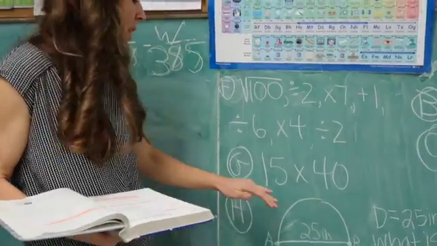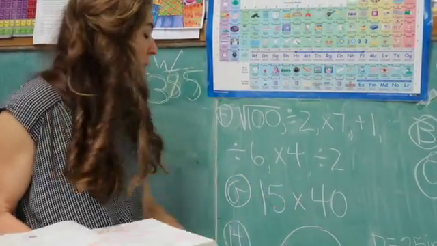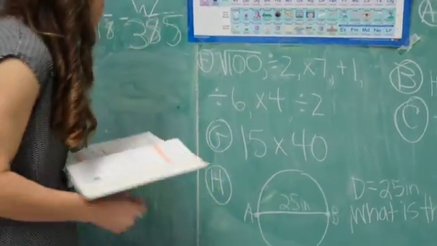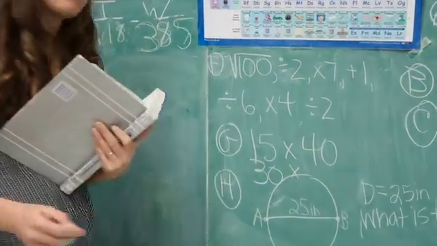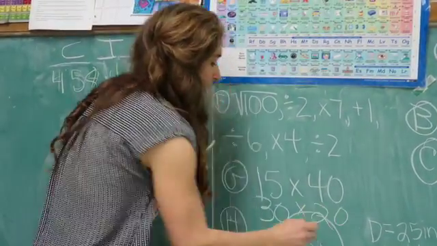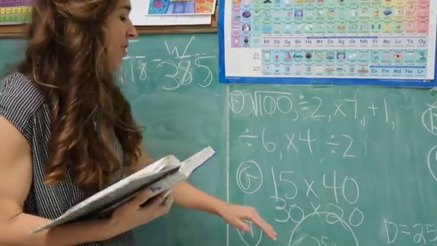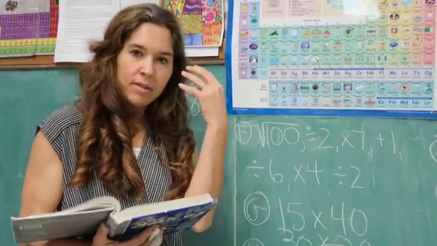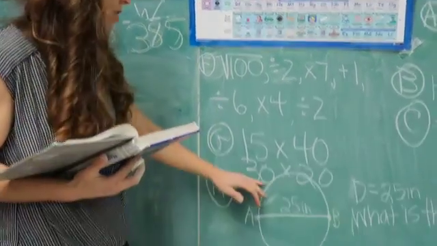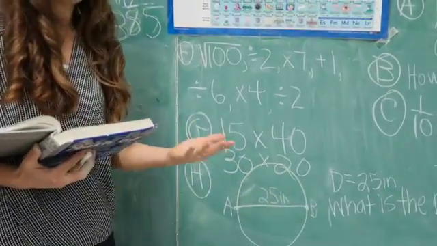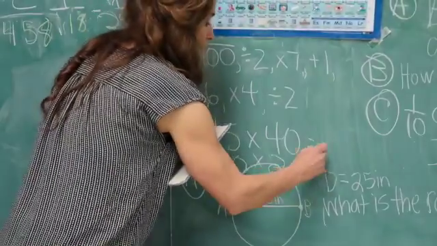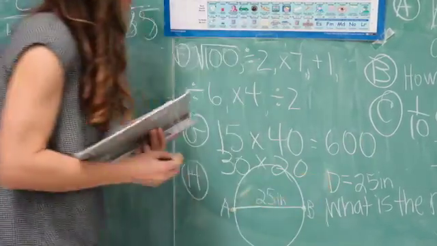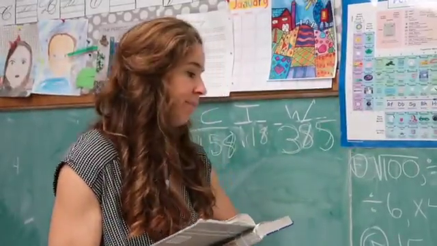All right, we've got a couple more. We're going to do a double half problem. We're going to double the 15, make it a 30, and we're going to half the 40 and make it a 20. It's the same problem. This is just a little easier to mentally do. So let's do 3 times 2, which is 6, and then we're going to add on those 2 zeros. So if you said 600, you got the right answer.